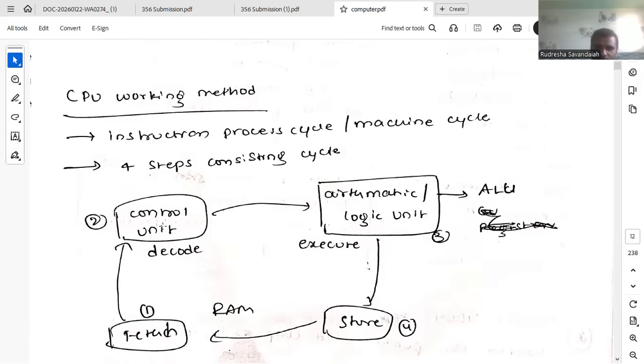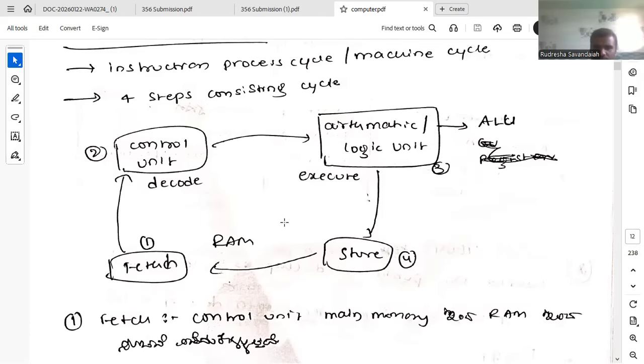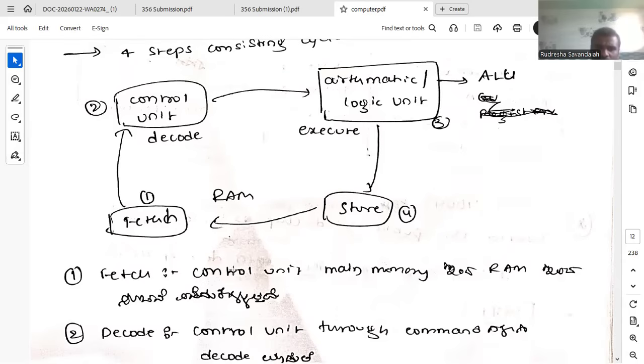First one is the control unit. See here, this is the control unit. You have a decode. First is the first device, the control unit is the second device, third unit is the arithmetic and logic unit, and the fourth unit is the store. In between store and control unit is the cache and RAM.